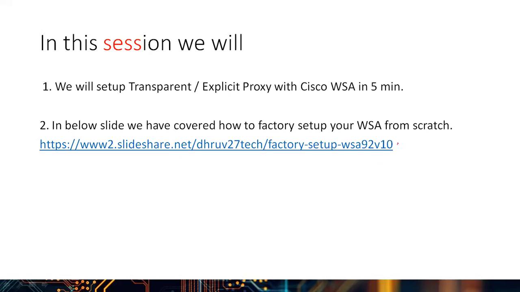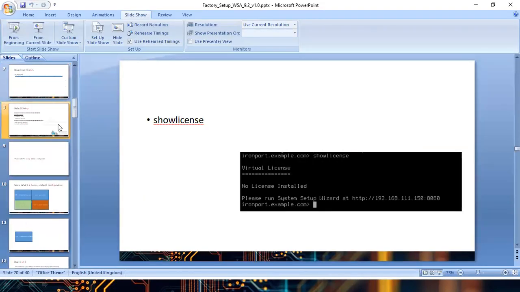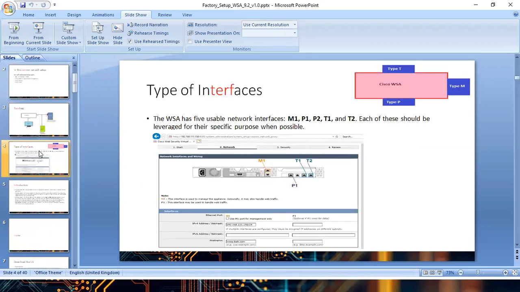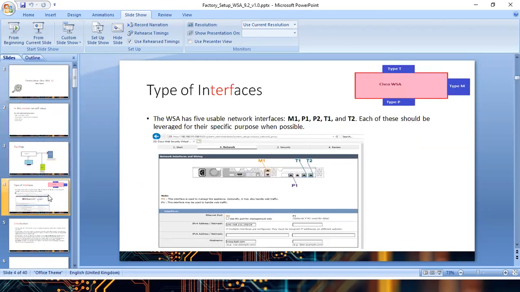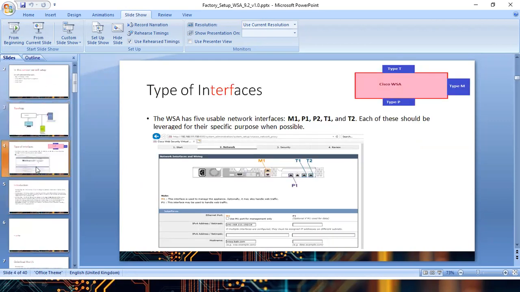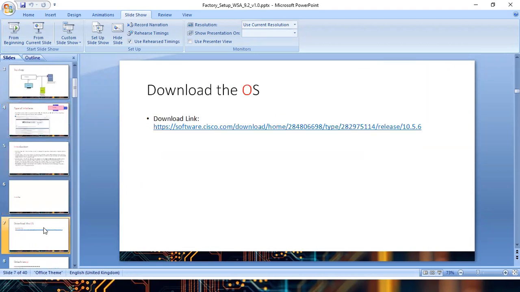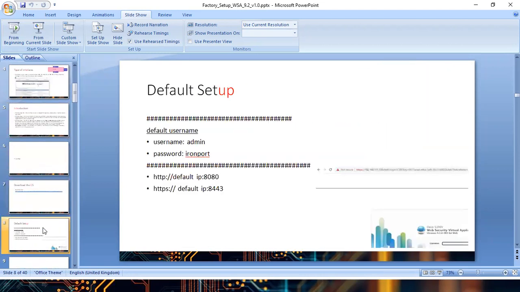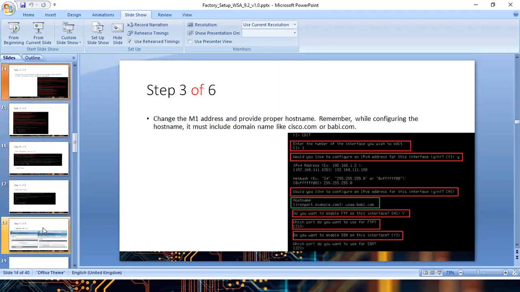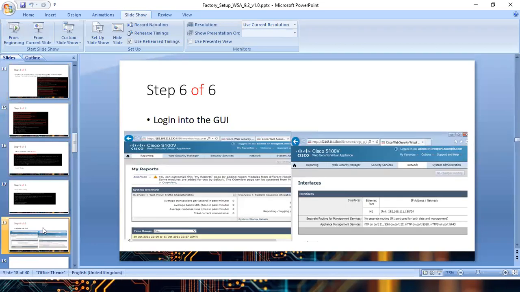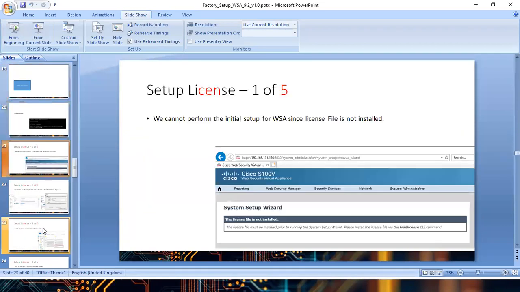So this is a link of the slide, which is there in the description as well as in this PPT. I highly recommend you all go through it, where we have captured each and every step of how you can configure WSA from scratch, where we have explained the type of interfaces you require and the link from where you can download a virtual image and the initial steps. Each and every step we have clearly shown in the slides.